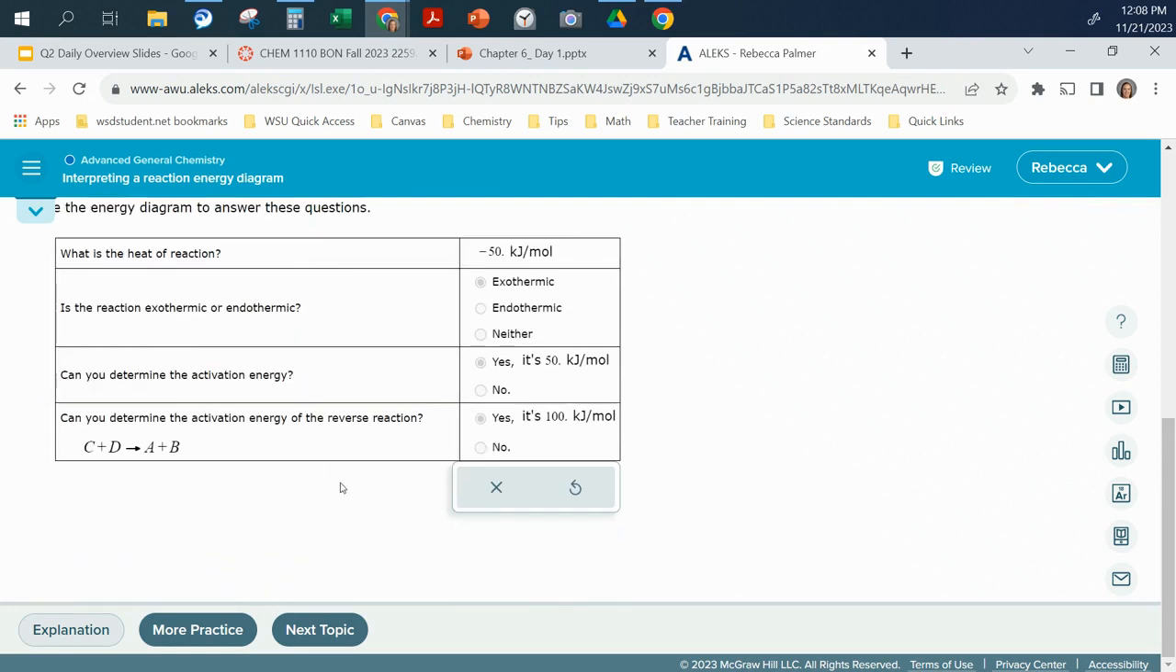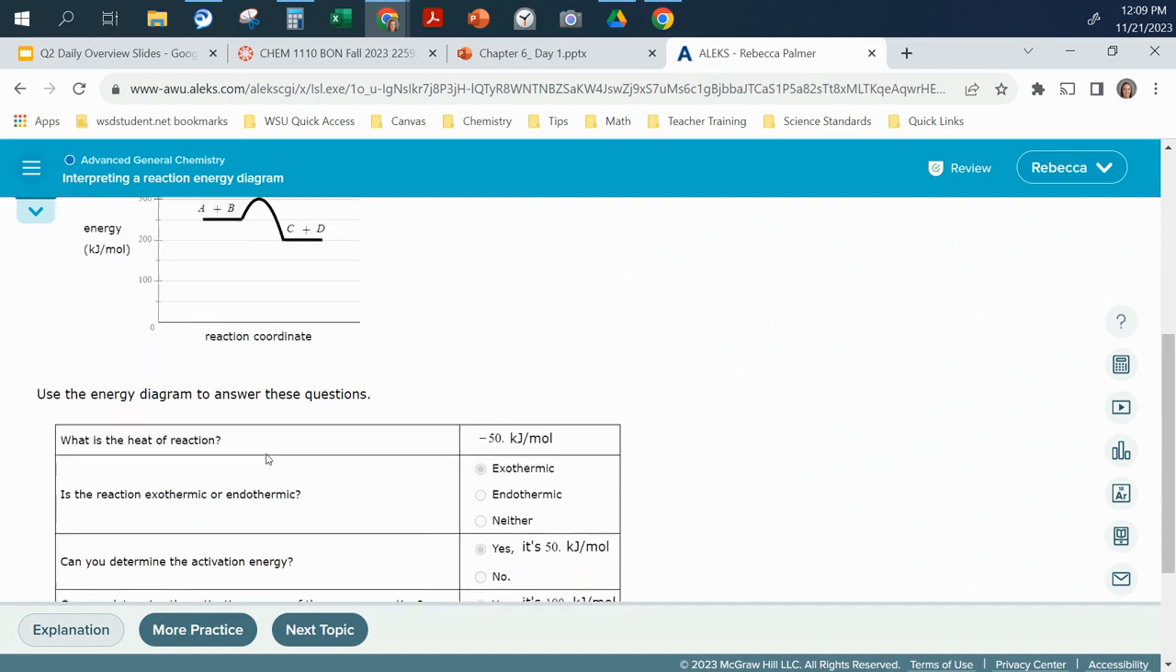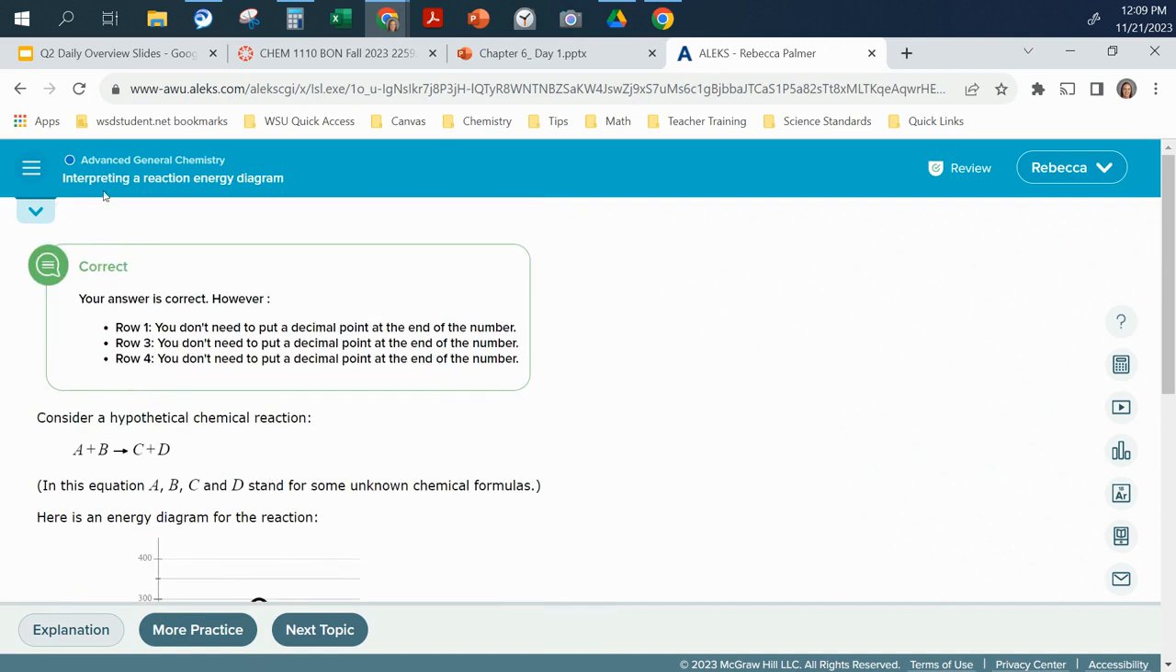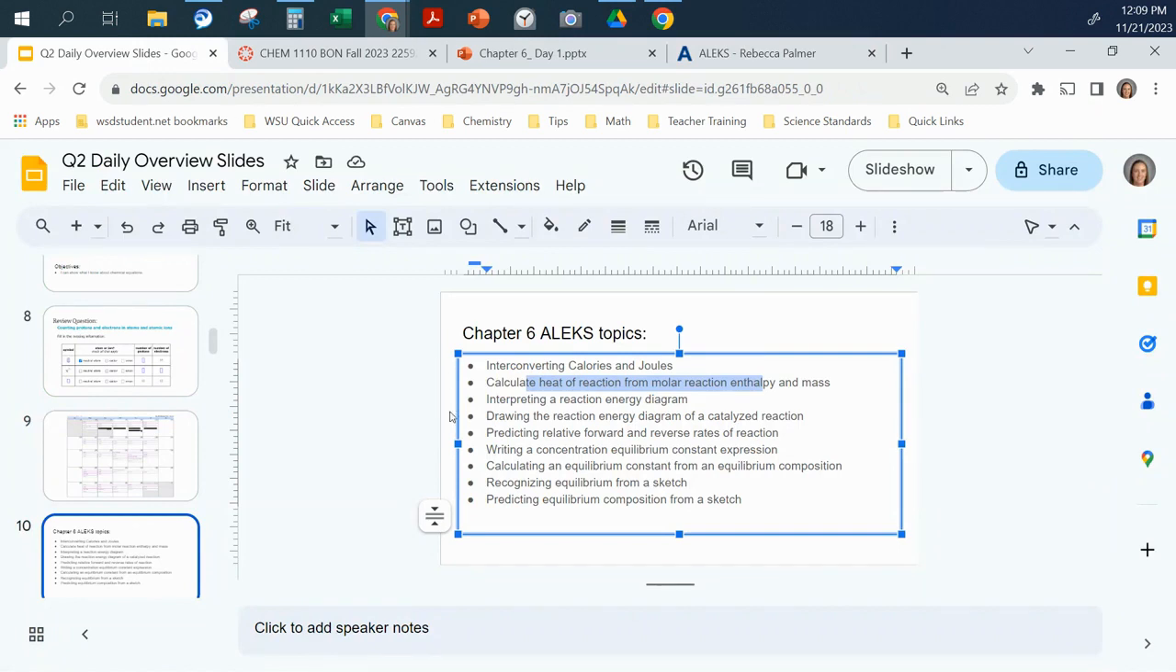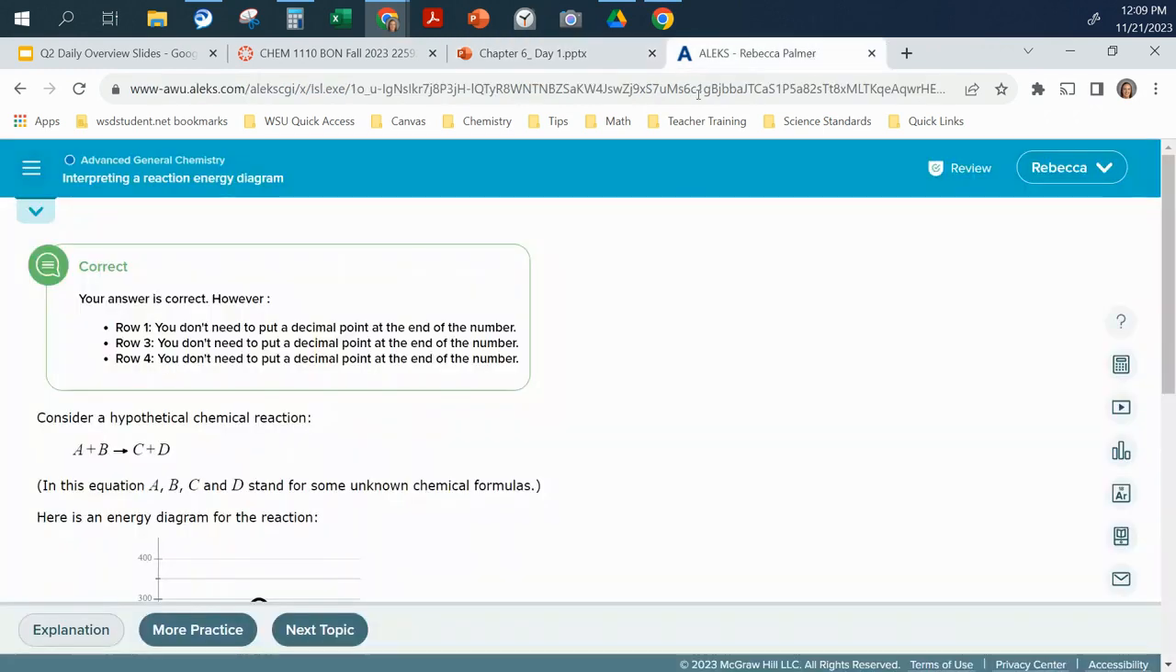Do you want to do another one of these or do you want to do some work time? Work time? Okay. All right, I will wander around and answer questions if you need. We will start on the interpreting. Oh, we did that one. We'll look at drawing reaction energy diagrams next time.